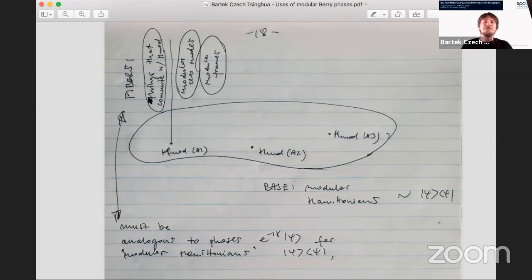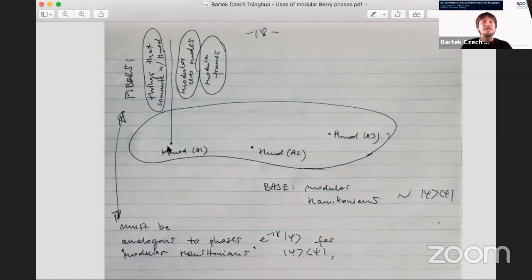Okay. Now, what are the fibers? The statement I want to make is that the fibers will be things that commute with H mod. I will call these things modular zero modes. By definition, they are modular zero modes, because remember, modular zero modes are the things that commute with H mod. Now, I will also call them modular frames for reasons that I will explain later. But this is what the fiber directions will be.